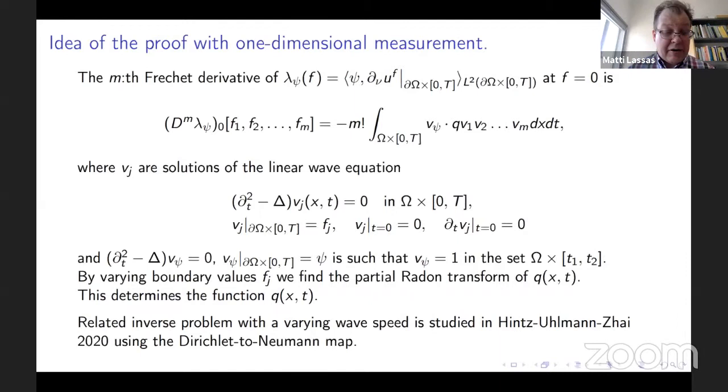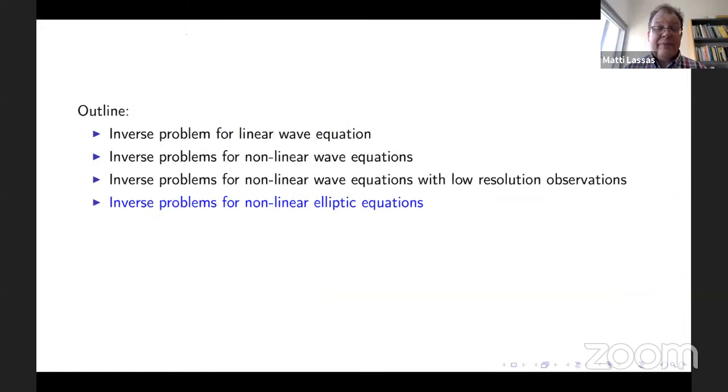This was also in arXiv last month. So this is a very rapidly progressing field at this moment. Okay, so these same principles can be used also for nonlinear elliptic equations. Let me show one example result.